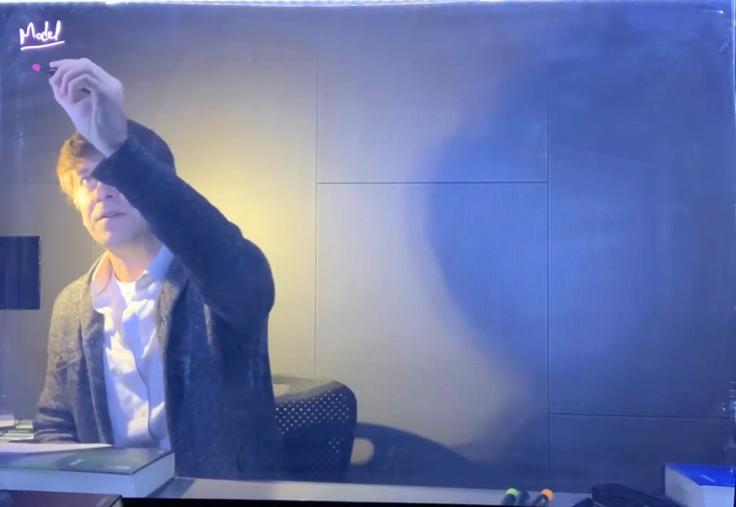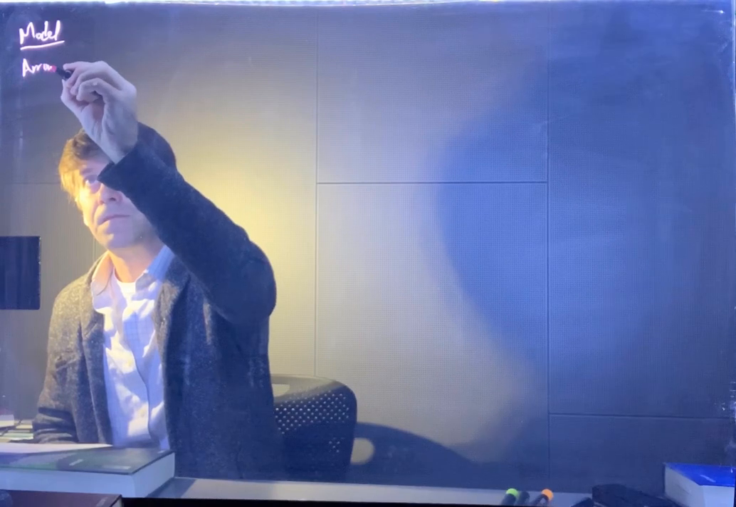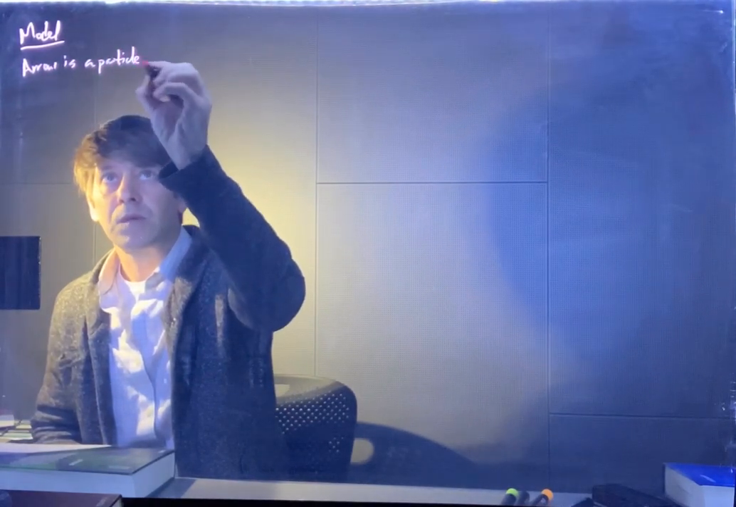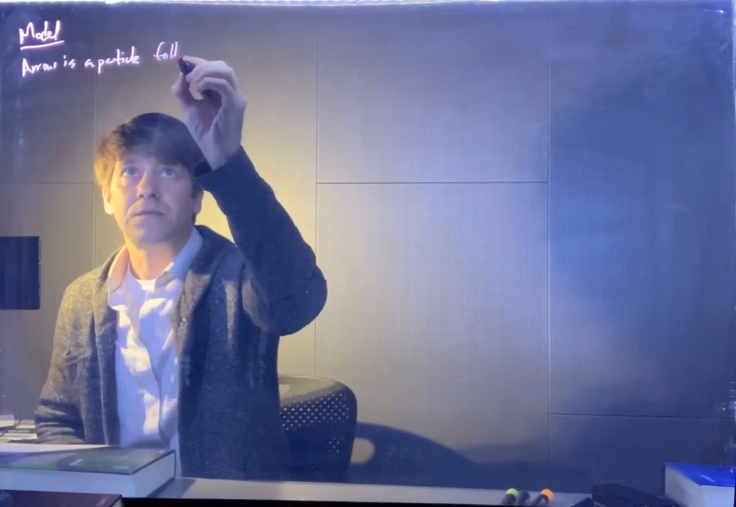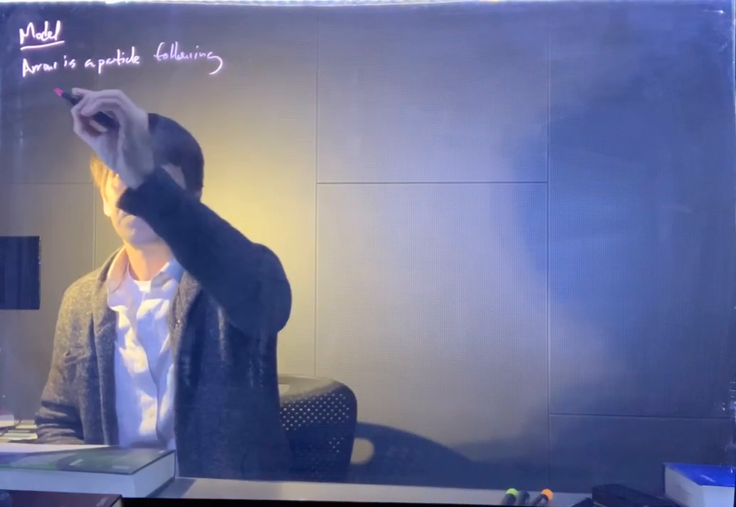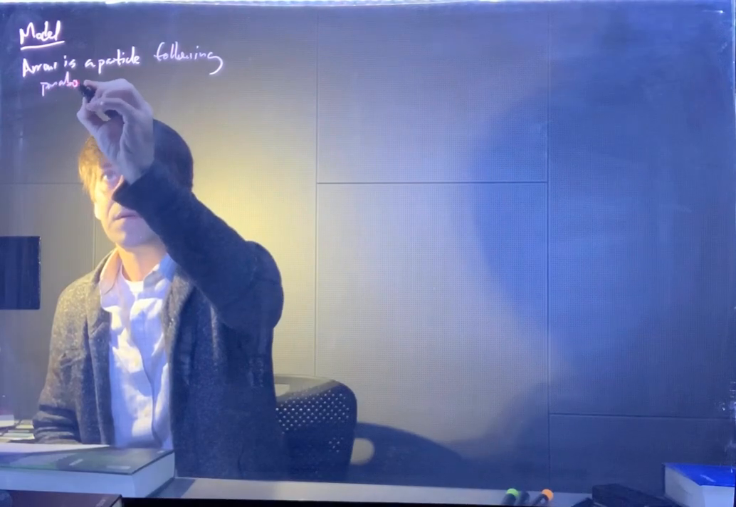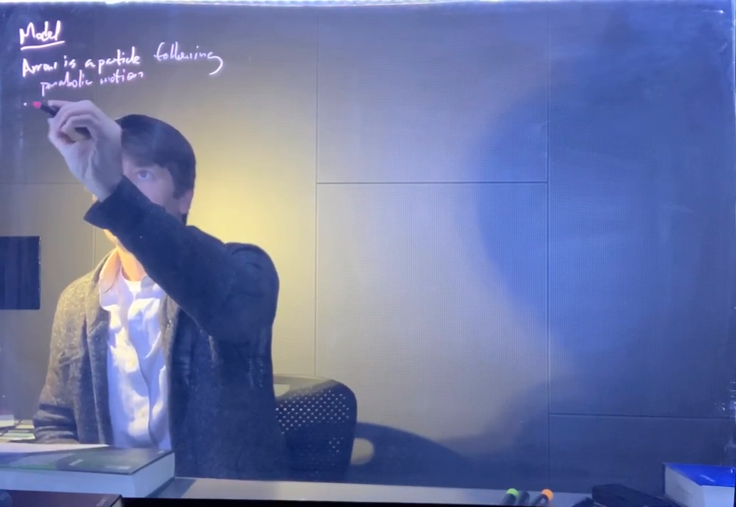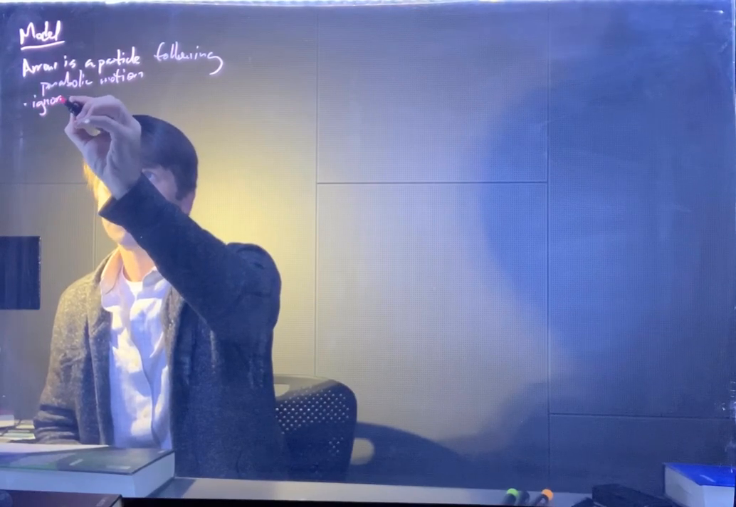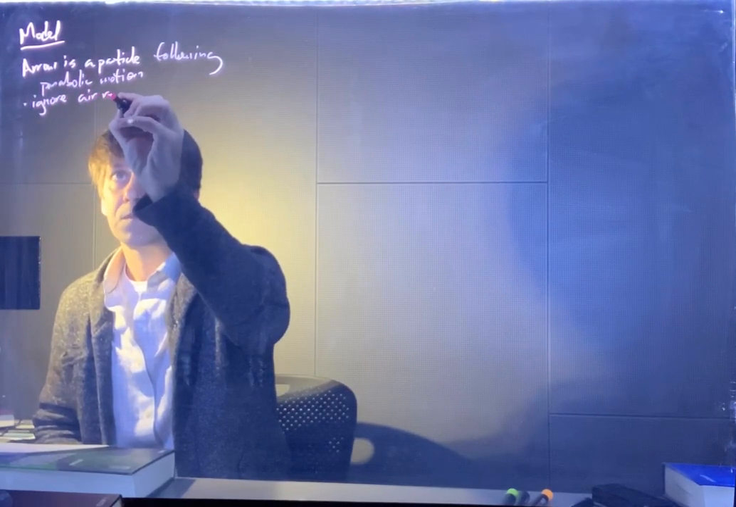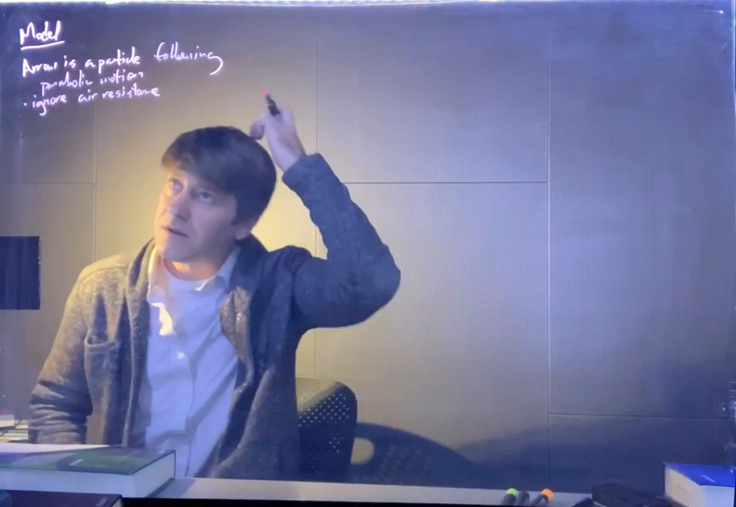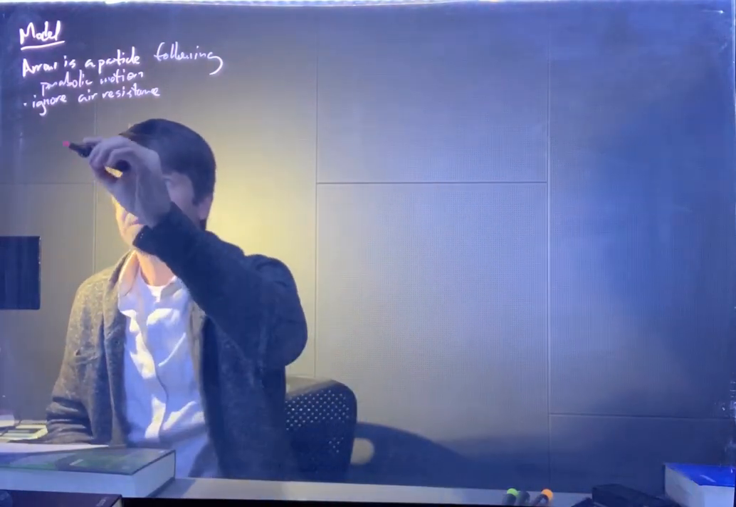So in that model, the arrow is a particle following parabolic motion. We'll ignore air resistance. And what else? That's good. Okay, so now what's our scenario?